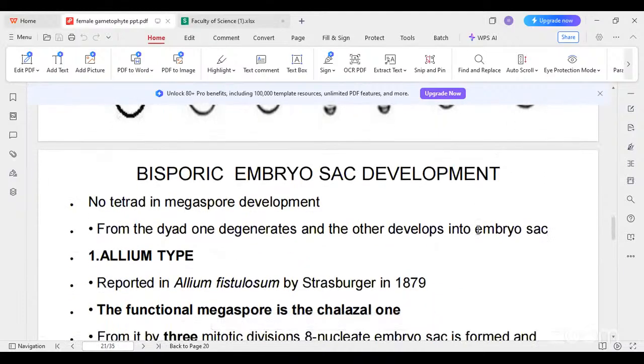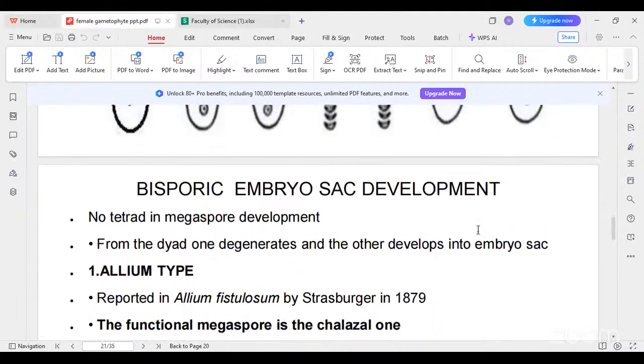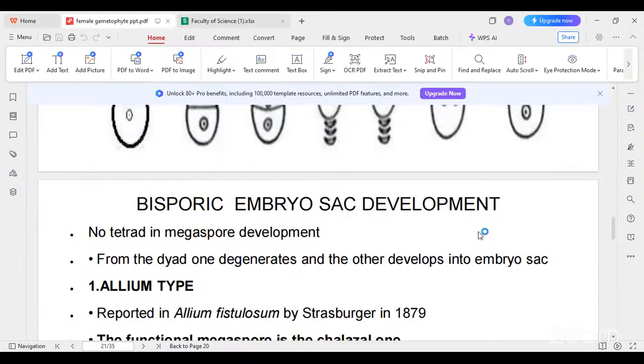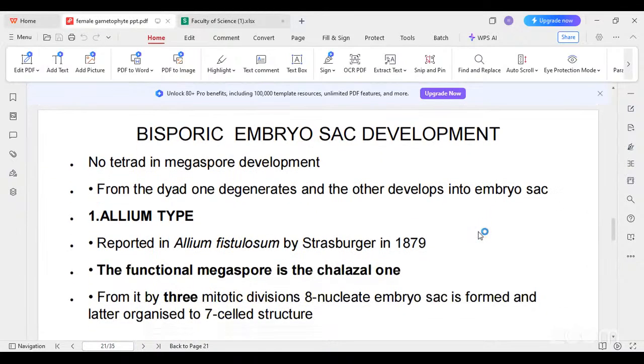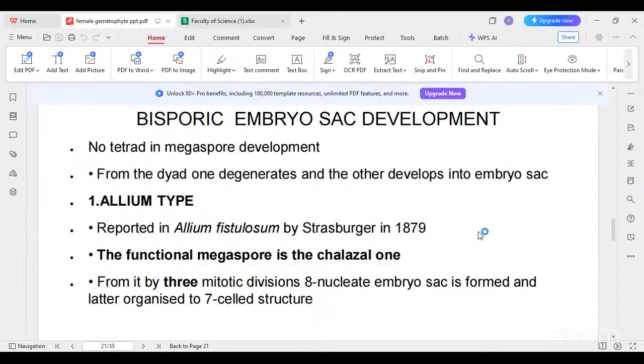Next, the second one is the bisporic embryo sac. Bisporic embryo sac development: no tetrad in megaspore development. Monosporic is completed. There are two types of monosporic. One is the polygonum type, an 8-nucleate structure, 3 plus 2 plus 3.